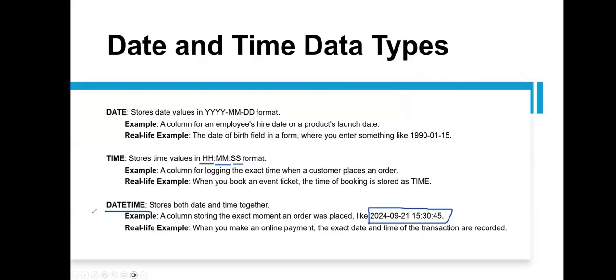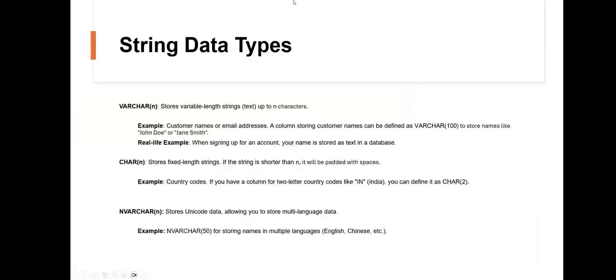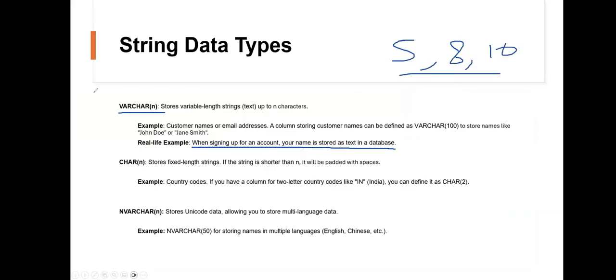Real life example, let us go back and do all of them. So for varchar, a real life example is when signing up for an account, your name. Your name could be 5 letters, could be 8 letters, could be 10 letters, anything. So we use varchar. Character, country code. If it is fixed to 2 letters, or a pin code fixed to 6 letters, then we use character. nvarchar when dealing with multiple languages, English, Chinese, etc.